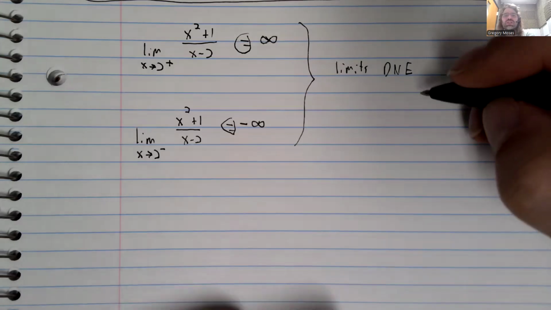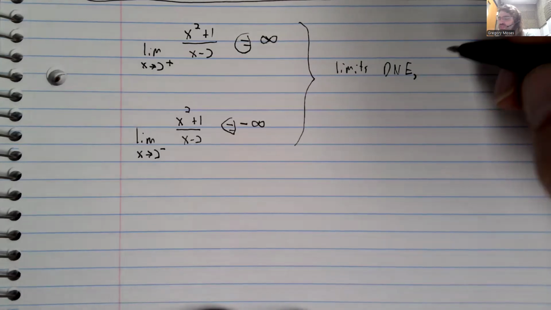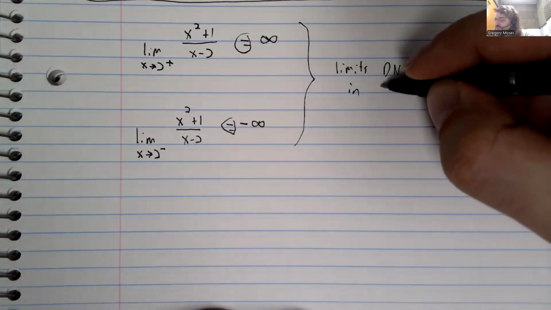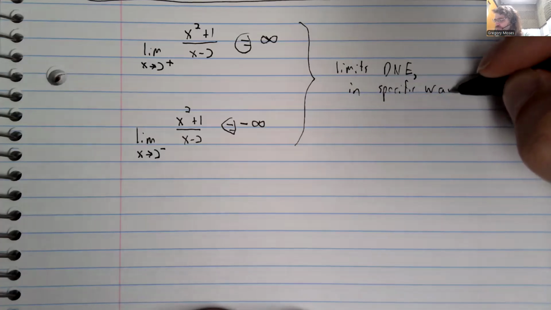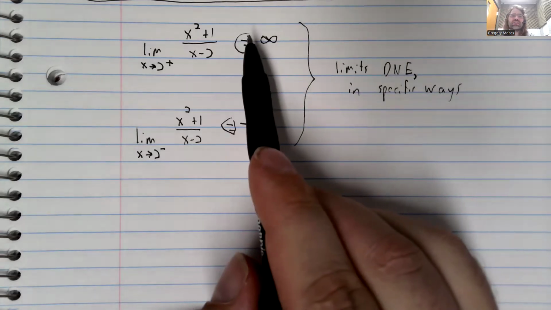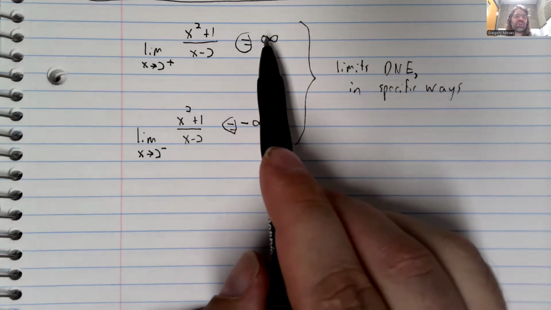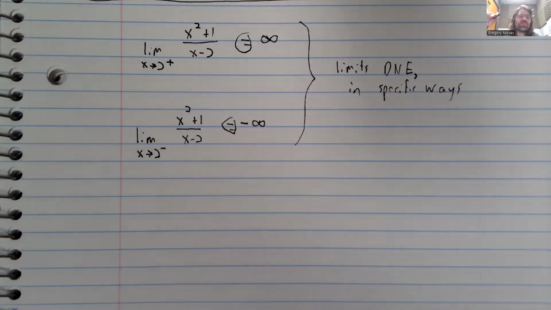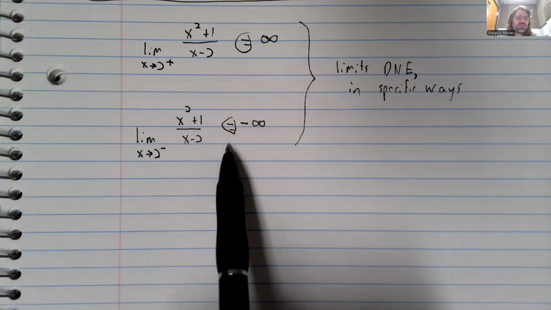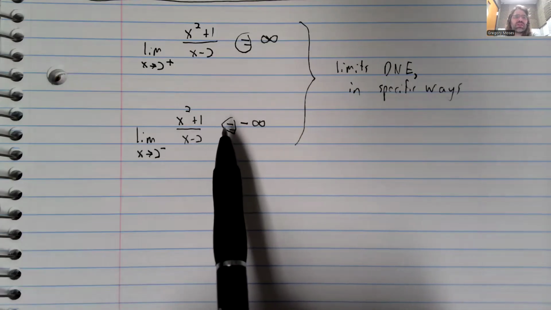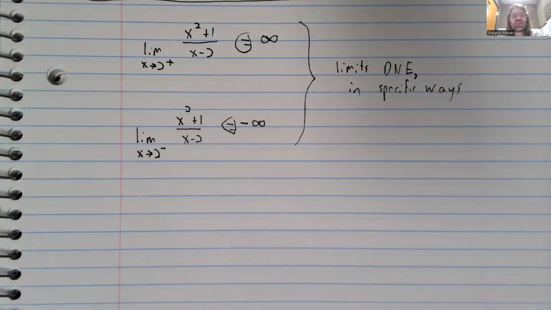This is telling you that the limits do not exist in specific ways. This limit does not exist because instead of approaching a finite number, we're going up, up, up to positive infinity. The second limit, the left-hand limit, does not exist because instead of approaching a finite number, we're going down, down, down to negative infinity.